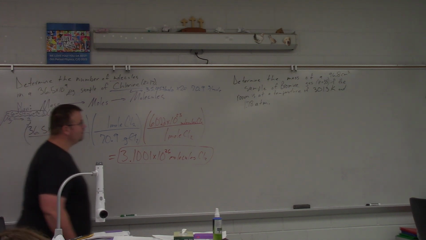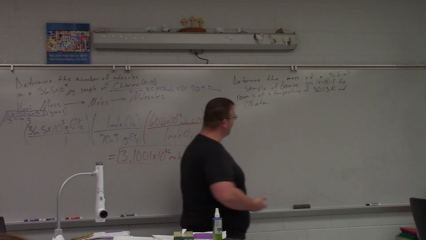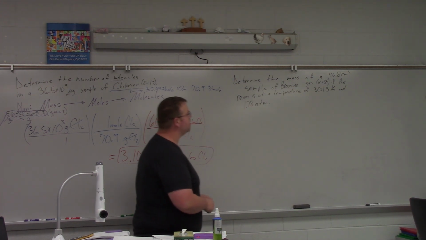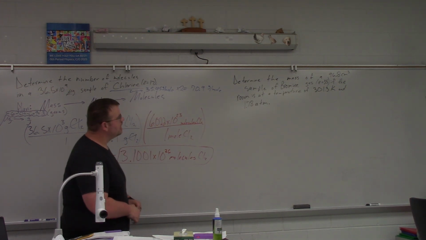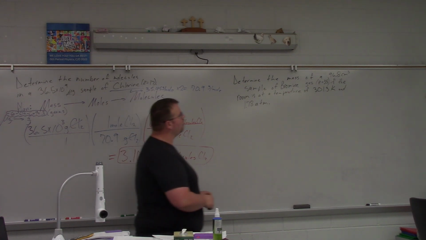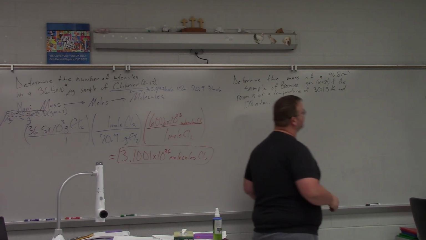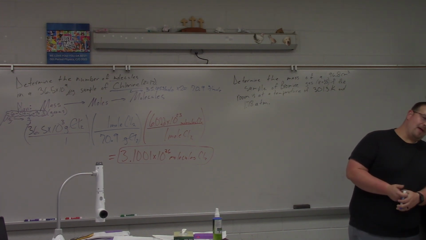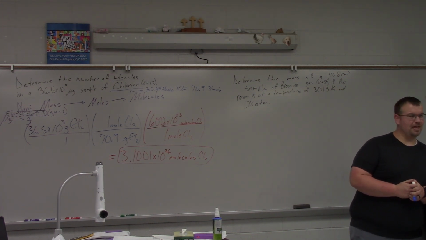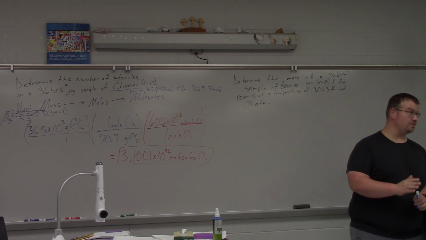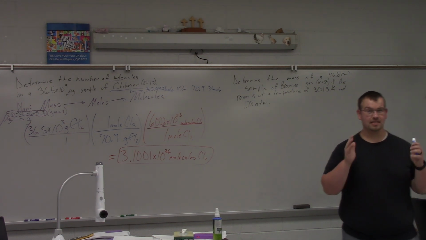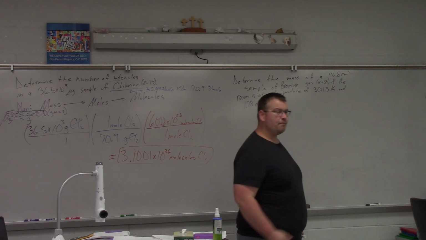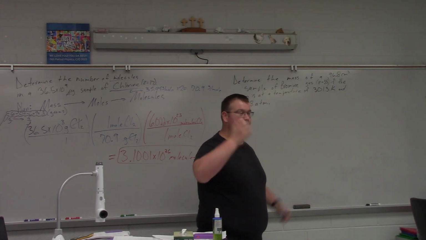Determine the mass of a 96.8 cubic centimeter sample of bromine gas, atomic number 35, if the room is at a temperature of 301.3 Kelvin and 1.78 atmospheres. Here's the thing. I made a promise to you. If Mr. Haas ever gives you the values for temperature and pressure, it's a dead giveaway. You are not at standard temperature and pressure.